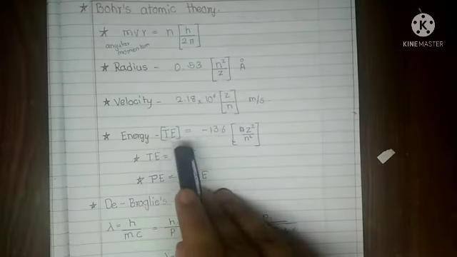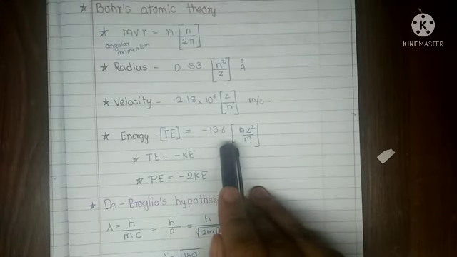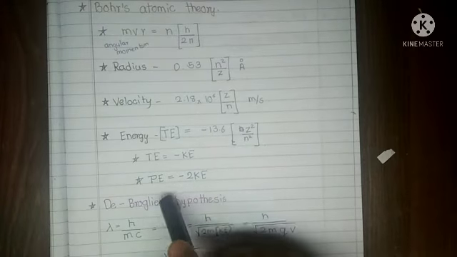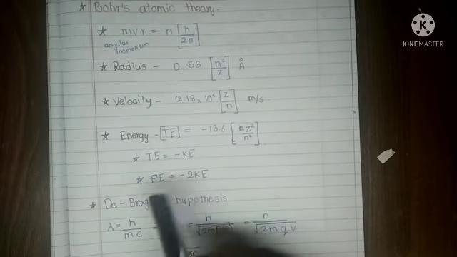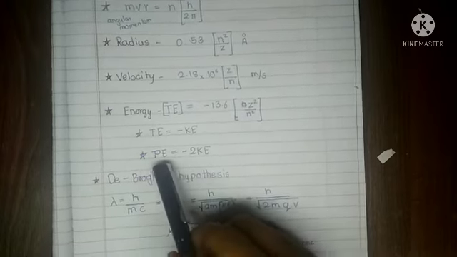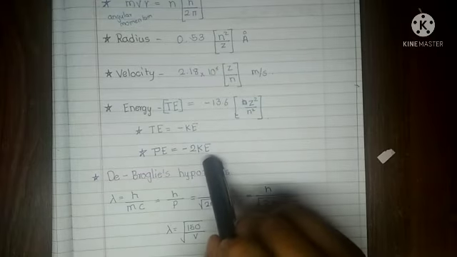Energy. Total energy is equal to minus 13.6 into z square upon n square. Total energy is equal to negative of kinetic energy, and potential energy is equal to minus 2 kinetic energy.